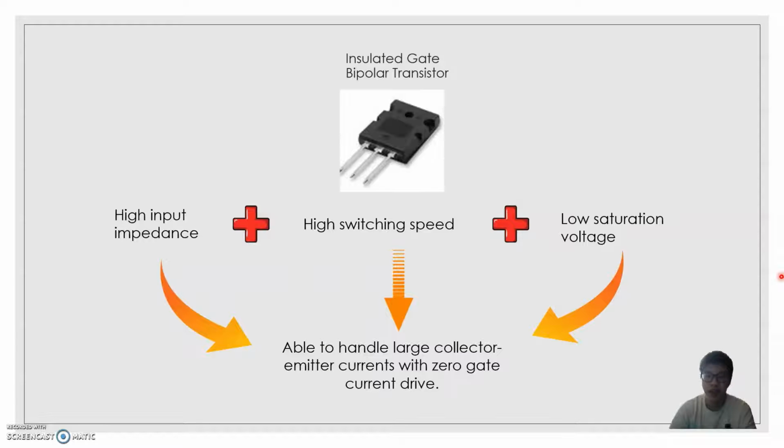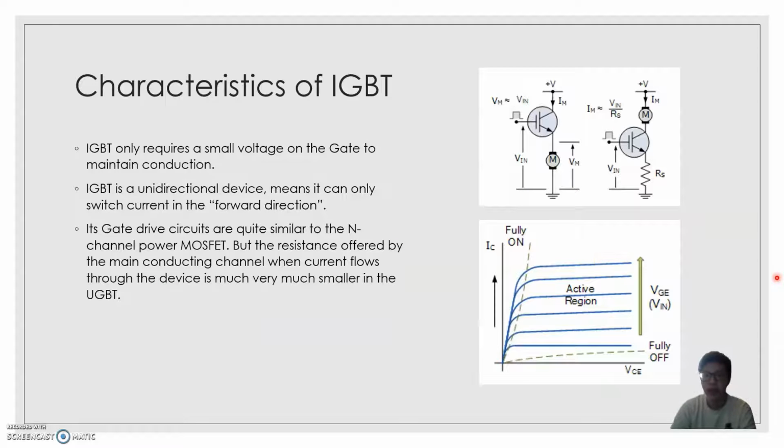An insulated gate bipolar transistor, which is IGBT, is a combination of the high input impedance and high switching speeds of a MOSFET with the low saturation voltage of a bipolar transistor to produce another type of transistor switching device that is capable of handling large collector-emitter currents with virtually zero gate current drive. The characteristic of the IGBT is that it requires a small voltage on the gate to maintain conduction through the device.